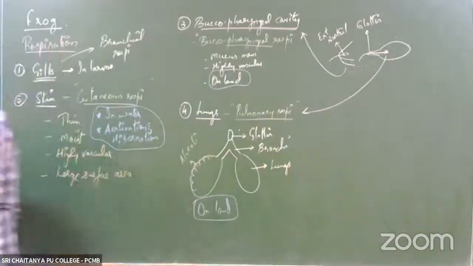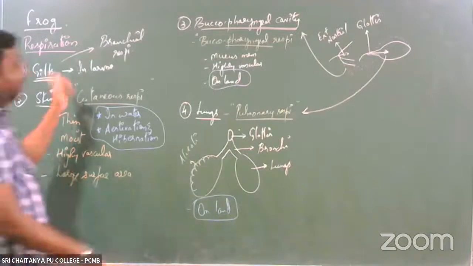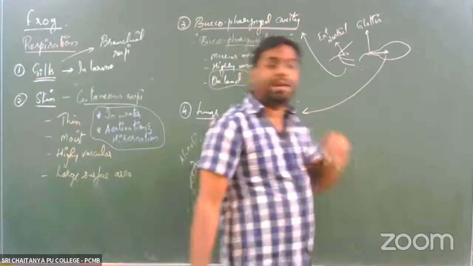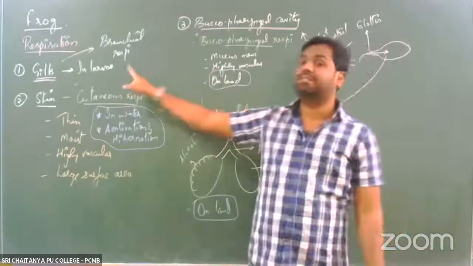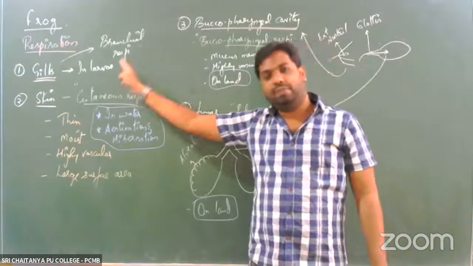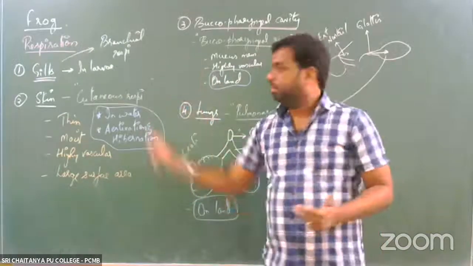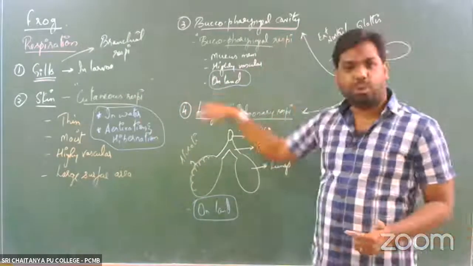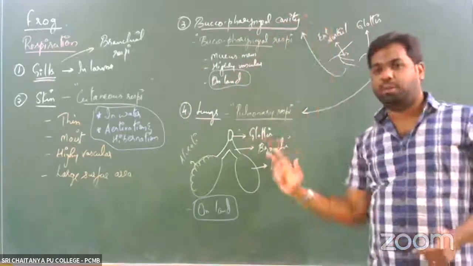Here we have seen four different organs involved in the process of respiration. One is gills, that is branchial respiration. They would undergo branchial respiration only in the larval stages, because the larvae are aquatic forms. Second, in the adult organism, they use three different organs for respiration. It could be either cutaneous respiration, buccopharyngeal respiration, or pulmonary respiration.